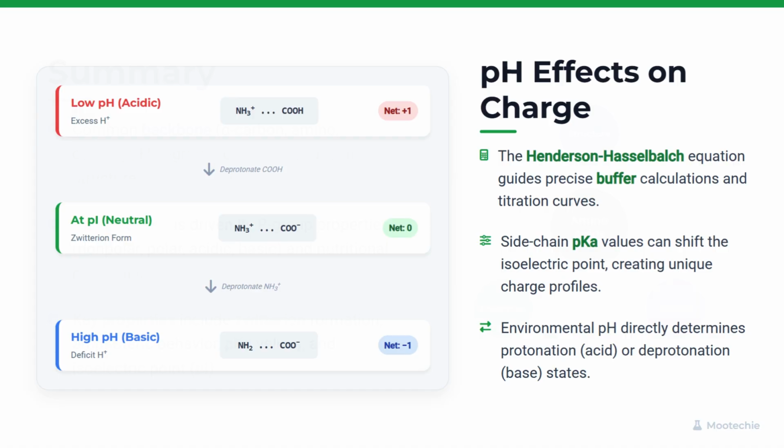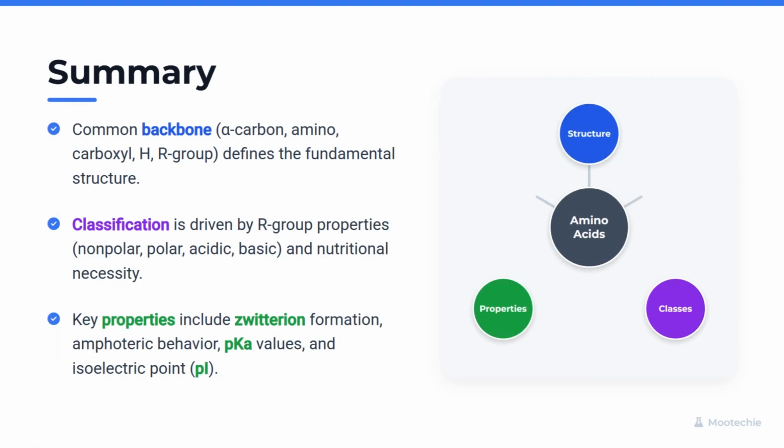Amino acids share a common backbone featuring an alpha carbon, an amino group, a carboxyl group, a hydrogen, and the unique R group. Their classification is driven by R group properties, whether they are nonpolar, polar, acidic, or basic, and by nutritional necessity. Their key properties include zwitterion formation, amphoteric behavior, specific pKa values, and a characteristic isoelectric point, or pI. So from their fundamental structure to their diverse classes to their unique properties, amino acids are truly remarkable.